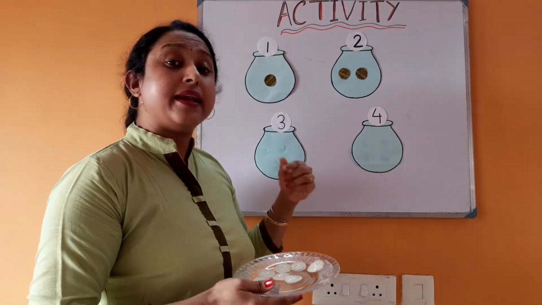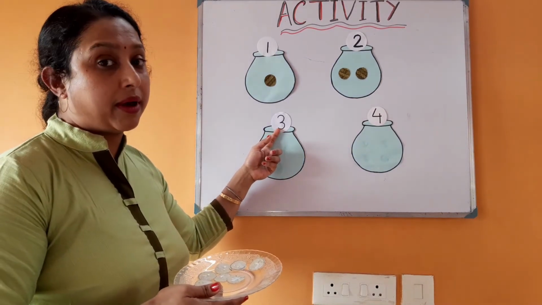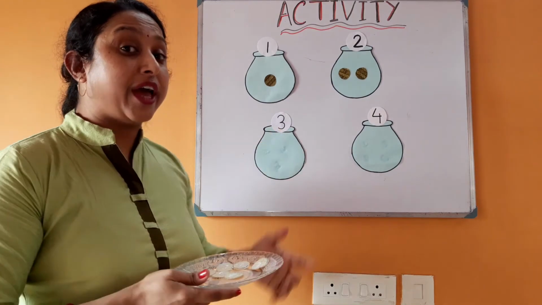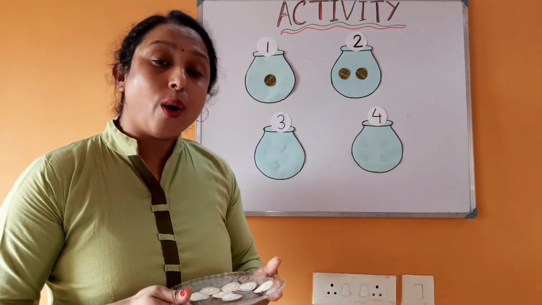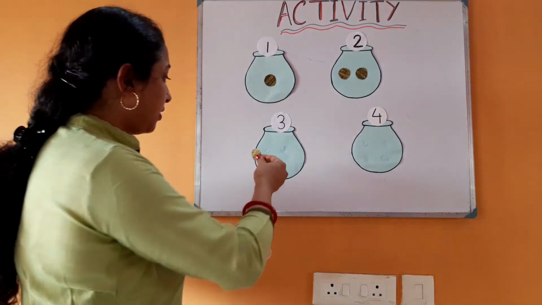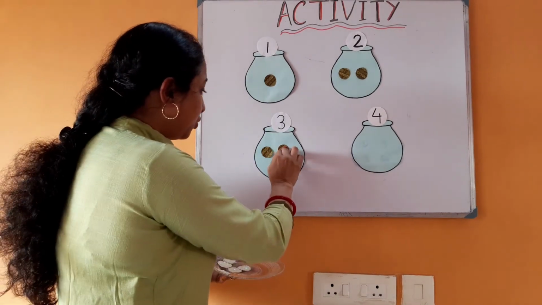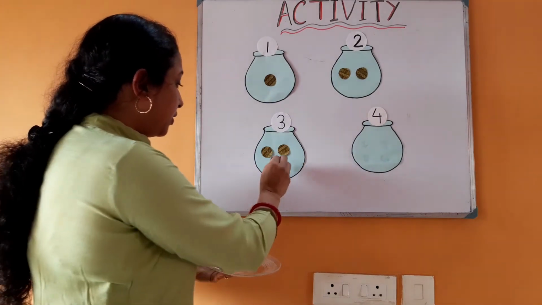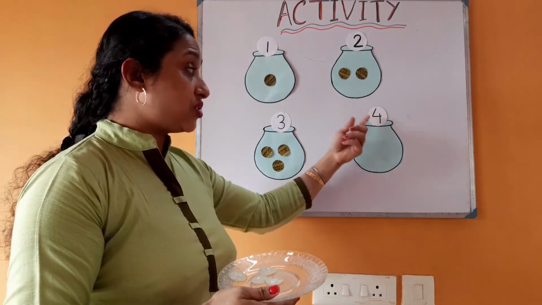Now look at the next jar. Which number is this? Number 3. So we have to paste how many cookies over here? Yes, only 3 cookies, right? So let's paste 1, 2, 3.